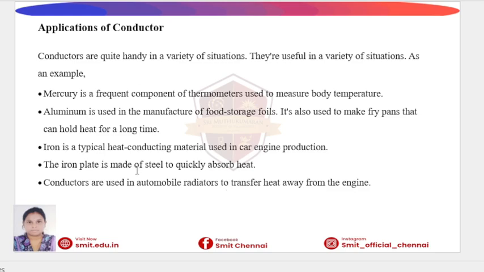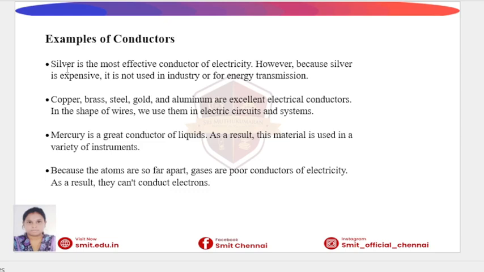And next one is the examples. What are the examples? Silver is the most effective conductor of electricity. However, because silver is expensive, it is not used in industry or for energy transmission. And next one, copper, brass, steel, gold and aluminium are excellent electrical conductors. In the shape of wires, we use them in electric circuits and systems.